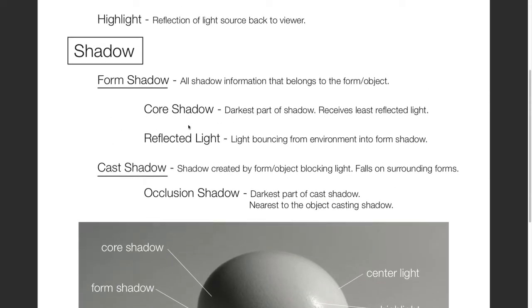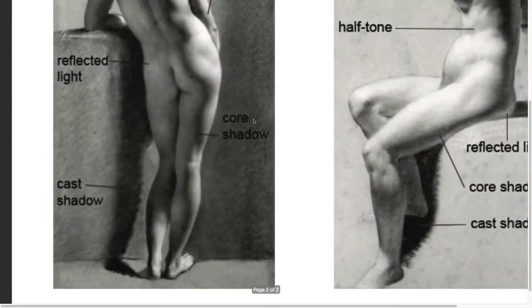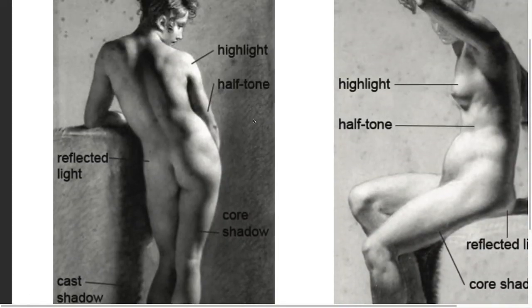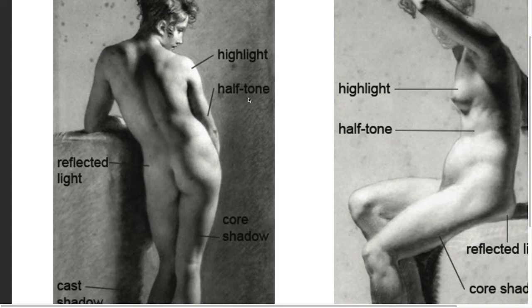All right, so let's go back. Well, we'll see that down here, some examples of these things in figure drawings. So highlight might be a shiny spot out here on the shoulder. Halftone, there behind the arm, but also all along this edge, while it's still in the light, that's all halftone. And right after it goes into shadow, you get this darkening, this dark core shadow. That's right next to the halftone all the way up.